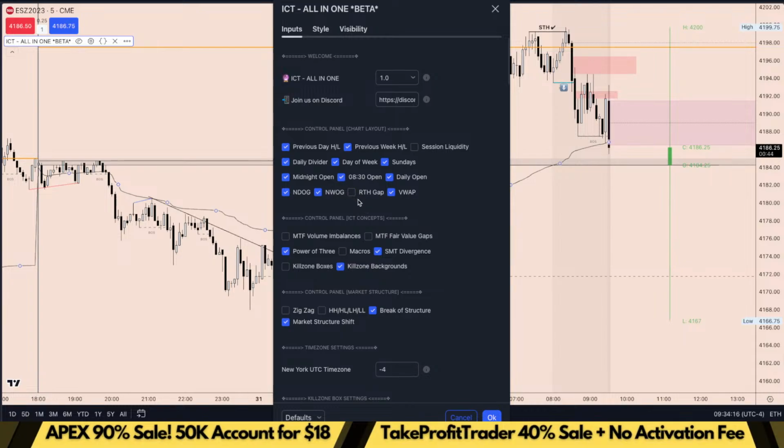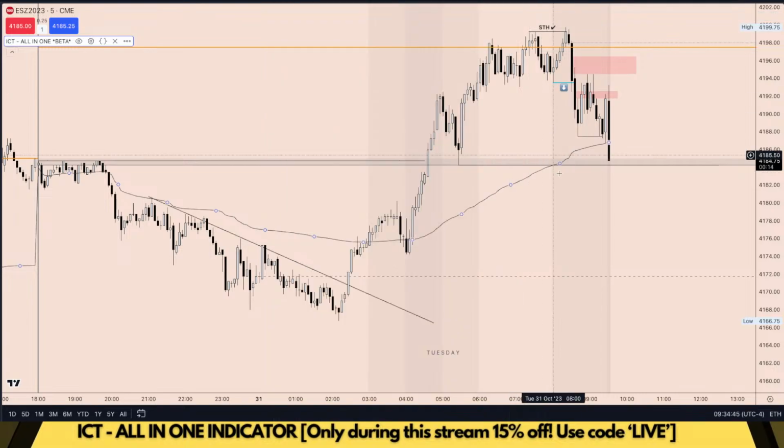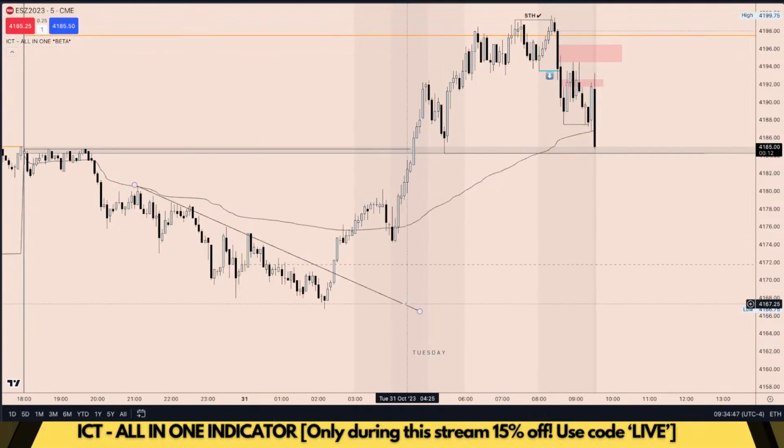So let's say we do not want to see the regular trading hours opening gap. We disable that, we turn it off, and it will disappear. If we do not want to see the power of 3 concept, we turn it off. If we're not interested in SMT divergences right now, we turn it off. Market structure shift, we don't need that right now, we do that manually. We leave our kill zone background on. Session liquidity, no, I'm not really interested in that. We already took out the high of the day. And just like that, all the drawings are off your chart. I think that's pretty cool.